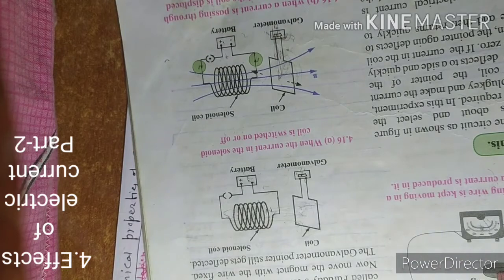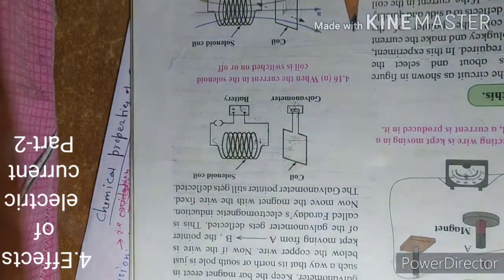So I want to tell you the direction of induced current, because I have already told you what electromagnetic induction is. Here actual current is flowing in the coil, but see, there is no cell or battery connected through the coil. This is the galvanometer.